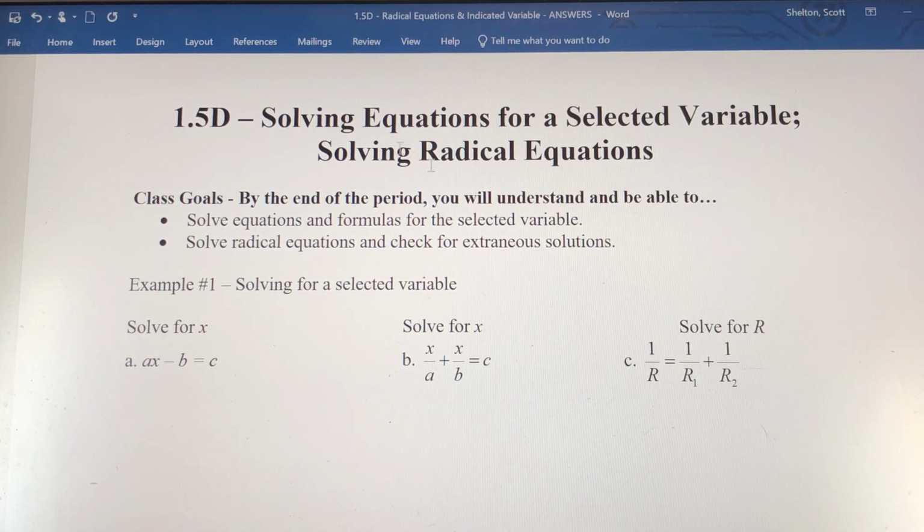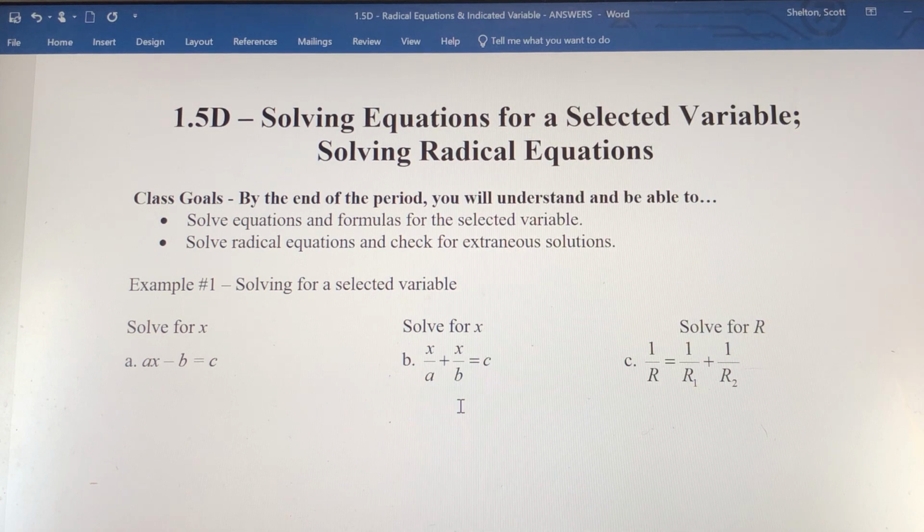All right, so in this video, we're going to solve equations for a selected variable. You see some equations, some formulas here that have multiple variables in them. Sometimes these are called literal equations. And most often, you are going to see literal equations in chemistry and physics.